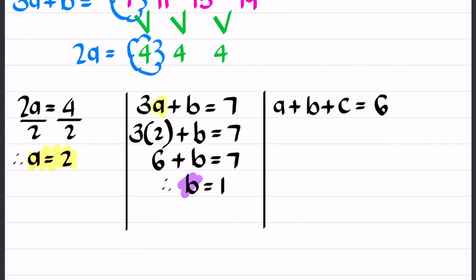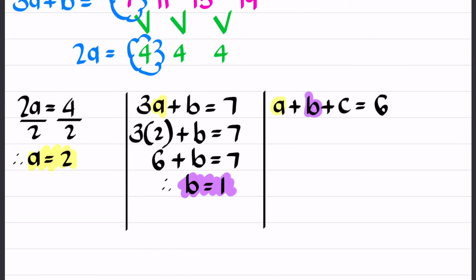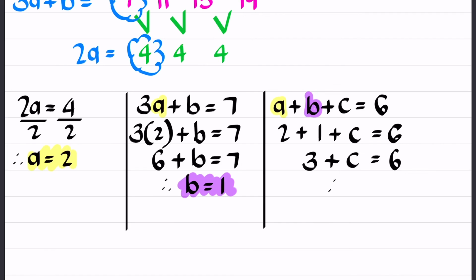Now I have a being 2 and I have b being 1. So I can put the b's 1 in place of the b and the a's 2 in place of the a. So I have 2 plus 1 plus c equal to 6. 2 and 1 is 3 plus c equals 6. So therefore, c will equal 6 minus 3, which is 3. I have a, I have b, I have c.